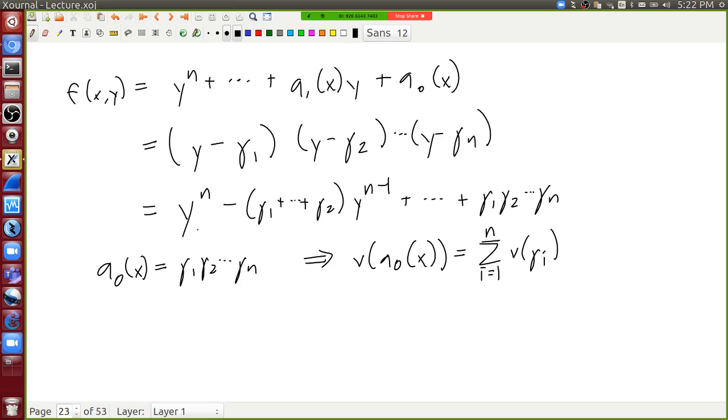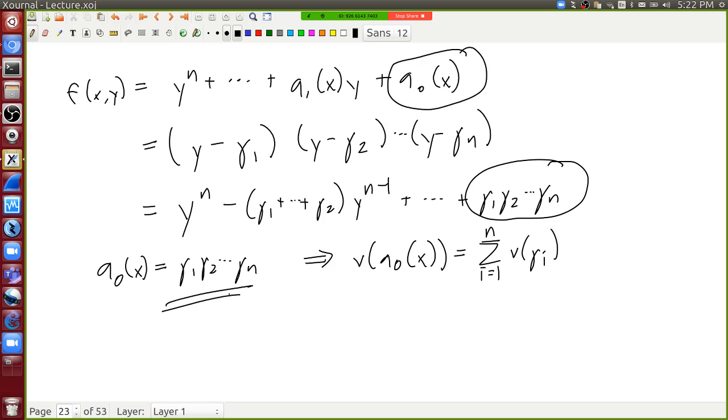If I multiply everything back together again, let's look at the lowest, the constant, the 0 term here. It's all of the roots multiplied together. That's going to be my a0 term. And since they're all multiplied together, what that does to a valuation is we sum the valuations, and that is the valuation of the a0.